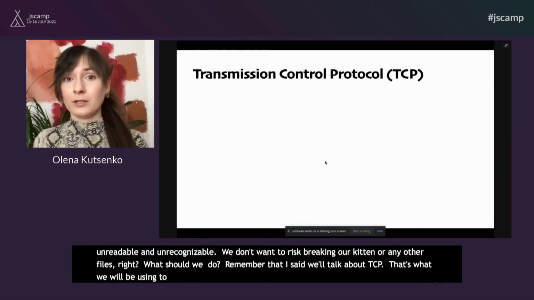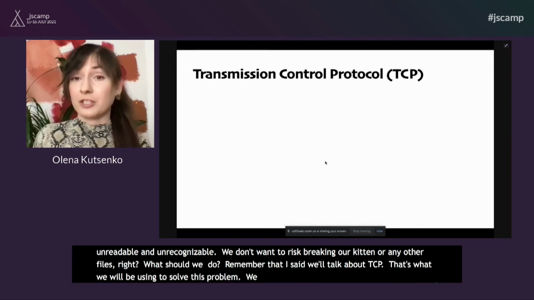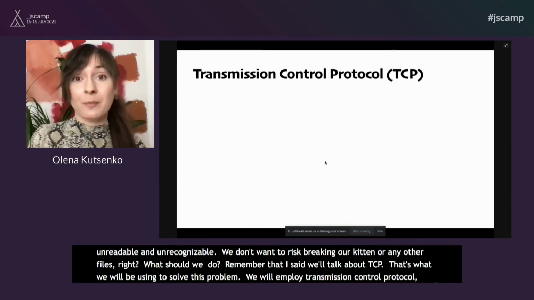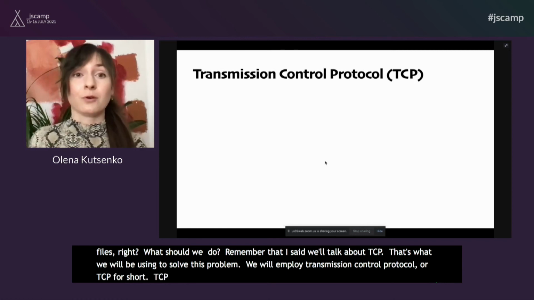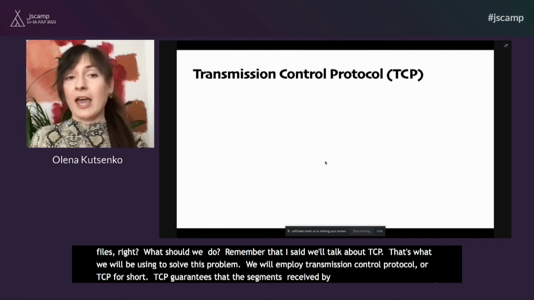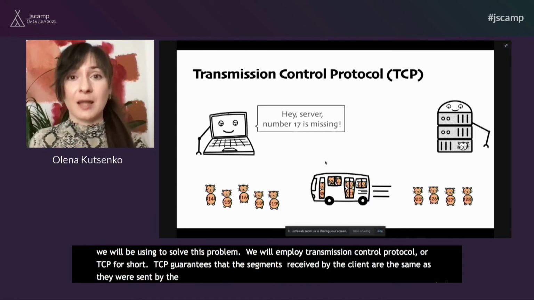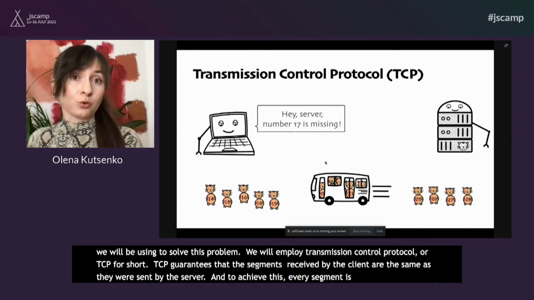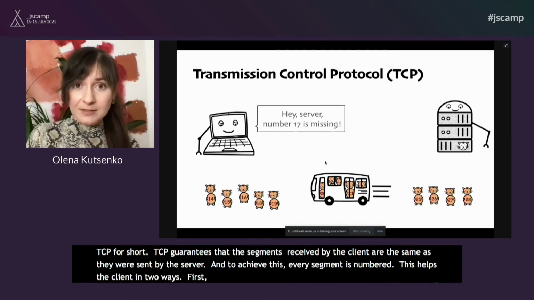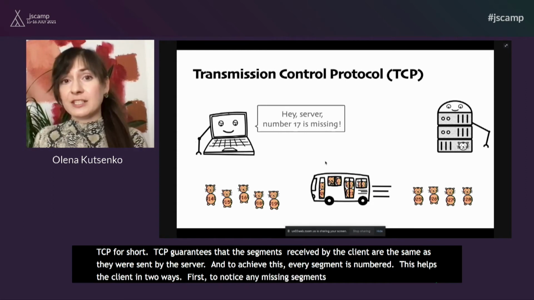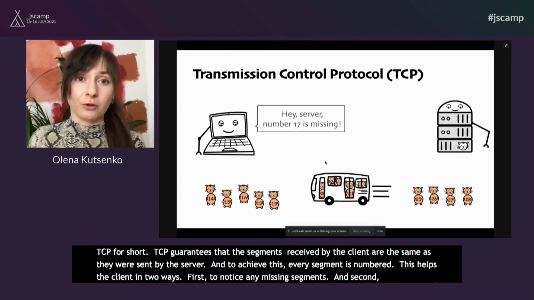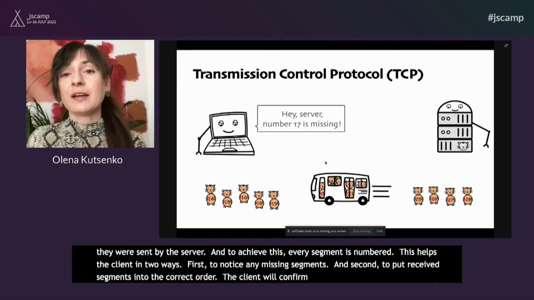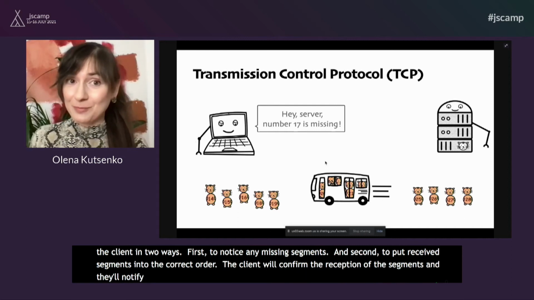We will employ Transmission Control Protocol, or TCP for short. TCP guarantees that the segments received by the client are the same as they were sent by the server. And to achieve this, every segment is numbered. This helps the client in two ways. First, to notice any missing segments, and second, to put received segments into the correct order. The client will confirm reception of the segments and will notify the server if any data is missing.